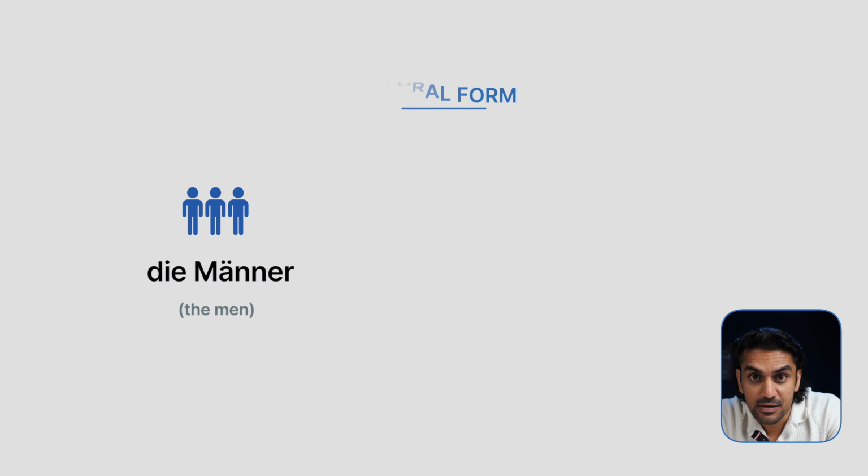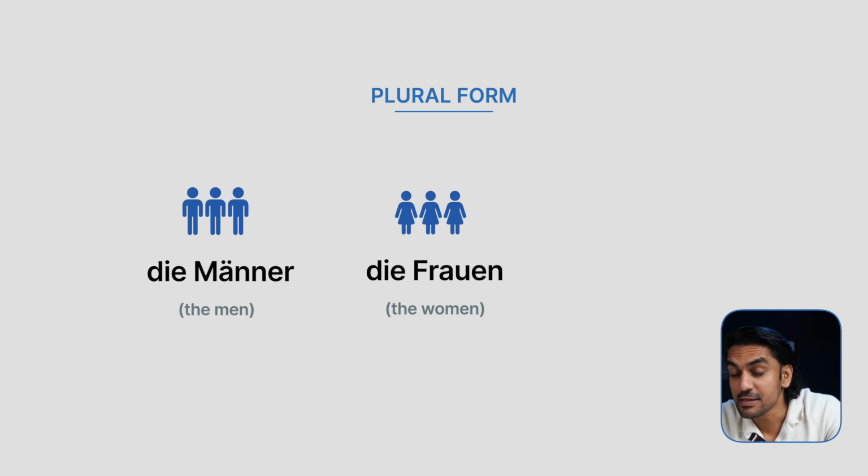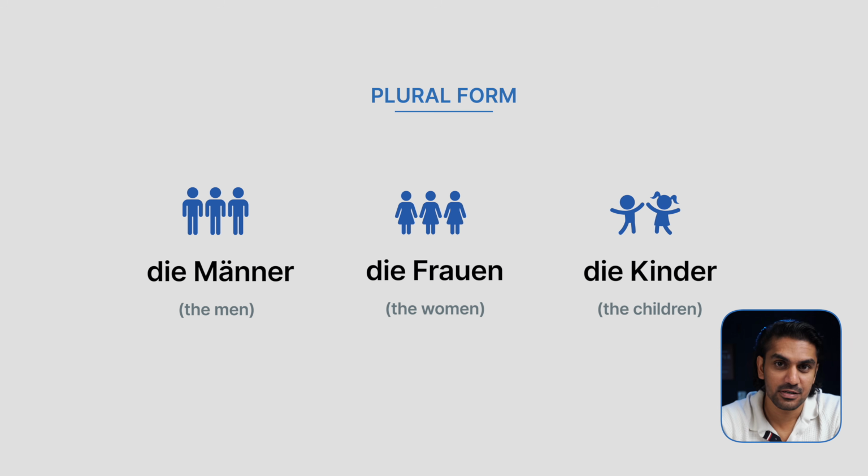It's not easy, but don't worry. I have something that will make this part way easier for you. I'll share that towards the end of the video. But when it comes to the plural form, there is a slight relief. In plural form, the article stays the same, die. So it's die Männer, the men, die Frauen, the women, and die Kinder, the children.